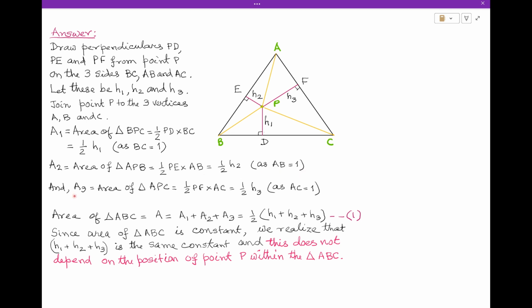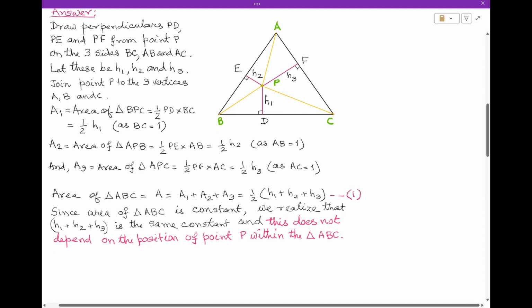Finally, A3, that is the area of APC, is half of base into height, that is half of AC multiplied by PF, or AC being 1 and PF being H3, it is half H3.